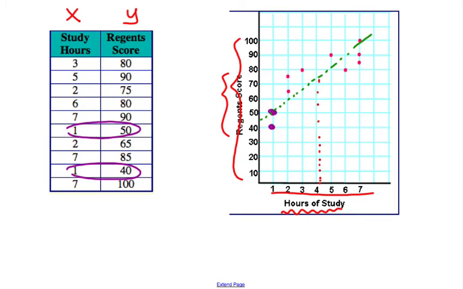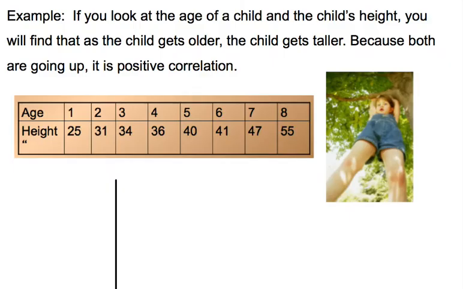Now these are very small amounts of data points to make judgment calls on, but just a quick example of a scatter plot with positive correlation. The next one we're going to go ahead and graph. So we're going to pretend that we have some children, ages 1 to 8, and we took their heights. And we want to see that as they get older, the child gets taller.